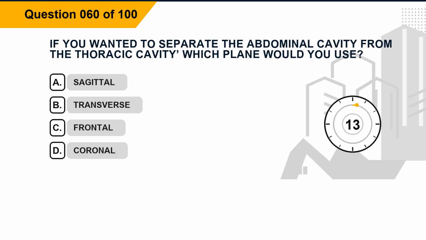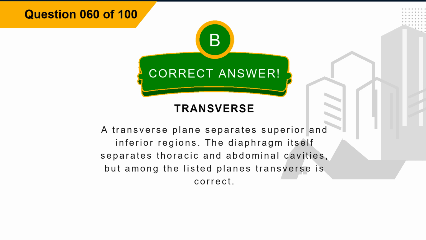Question 60. If you wanted to separate the abdominal cavity from the thoracic cavity, which plane would you use? Option A. Sagittal. Option B. Transverse. Option C. Frontal. Option D. Coronal. The correct answer is option B. Transverse. Explanation. A transverse plane separates superior and inferior regions. The diaphragm itself separates thoracic and abdominal cavities, but among the listed planes transverse is correct.